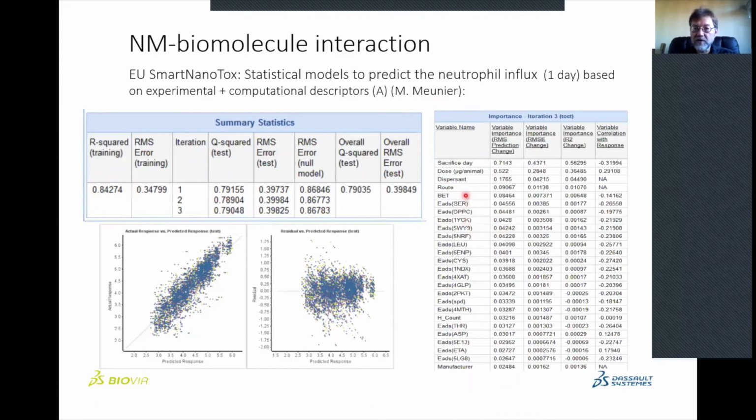On the right, what you see is the parameters that were found important for this prediction. In addition to just biological settings, we have the surface area of the material and various adsorption energies. We see, for example, that adsorption of a lipid is quite predictive of the toxic outcome of this interaction.